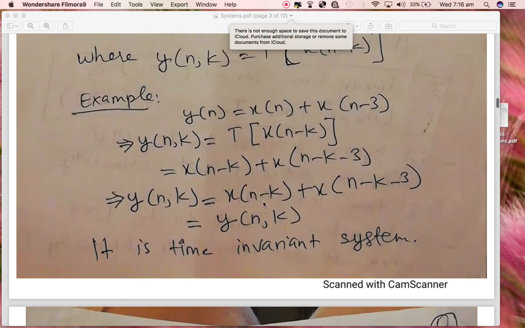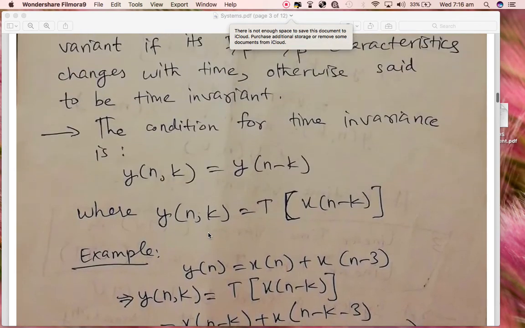So when we replace n by n-k, we get this answer, which is equal to the left hand side, which is y(n,k). So this is y(n,k) and this is y(n-k). So this condition is proven, y(n,k) is equal to y(n-k), so it is a kind of time invariant system.